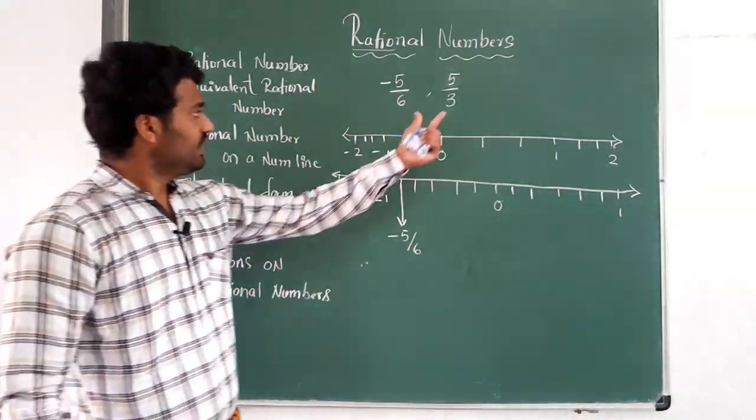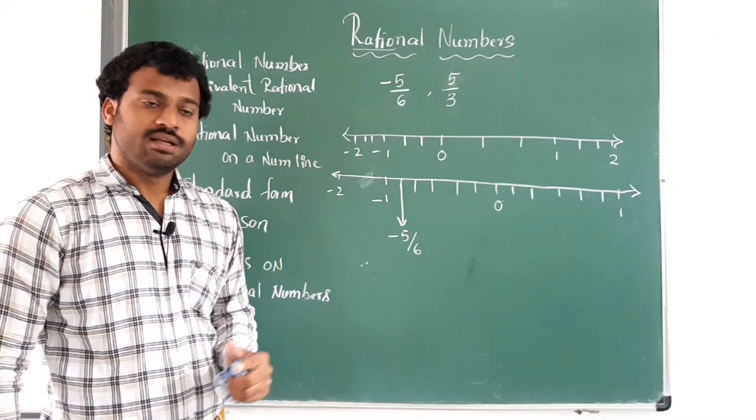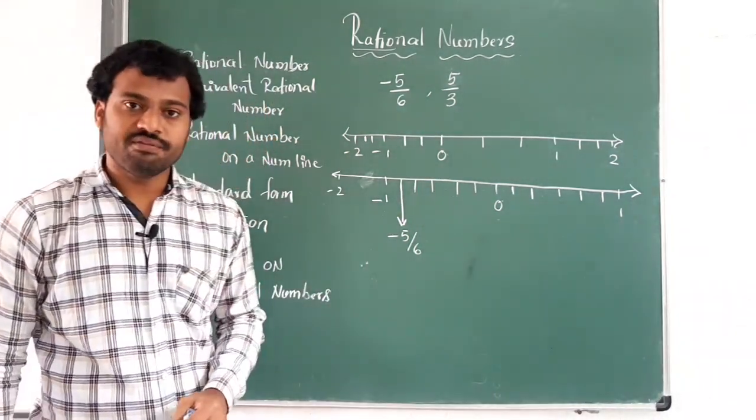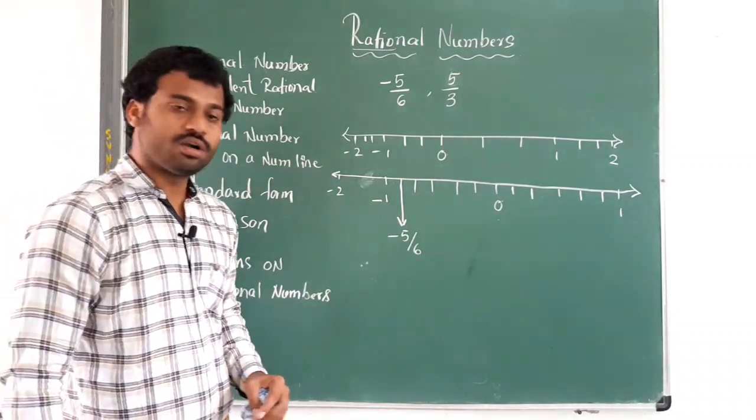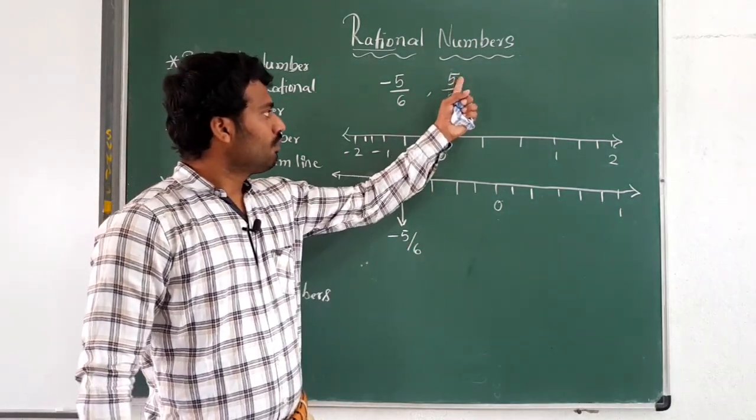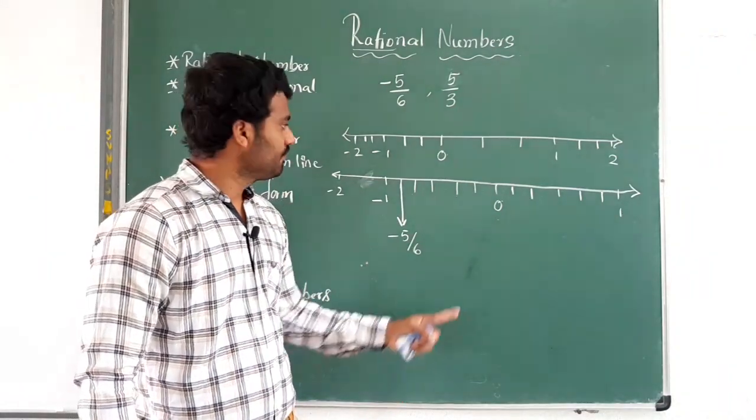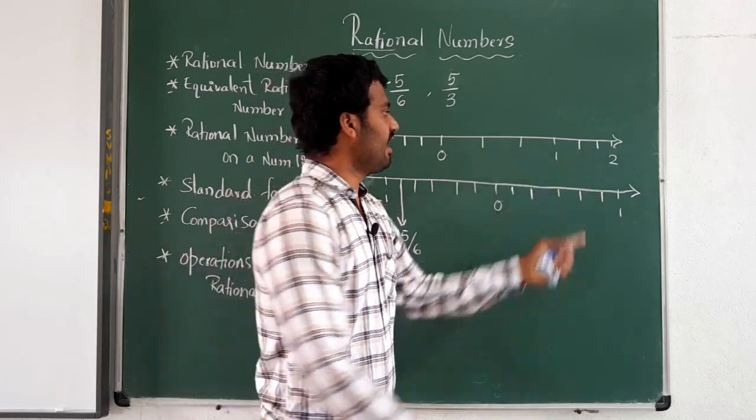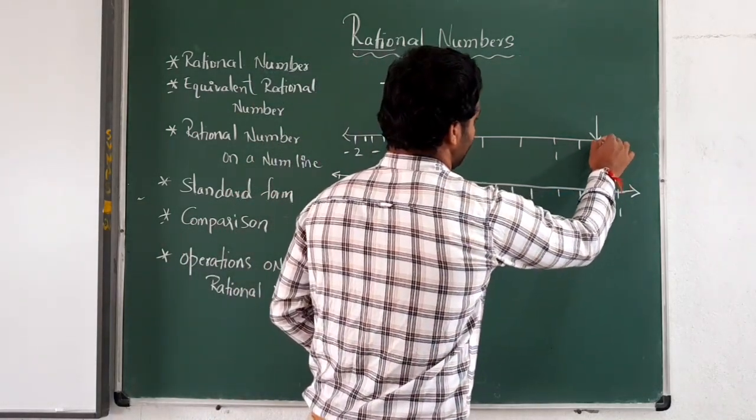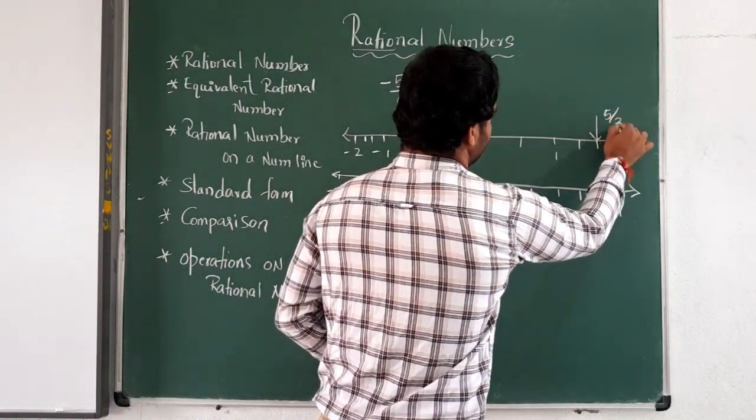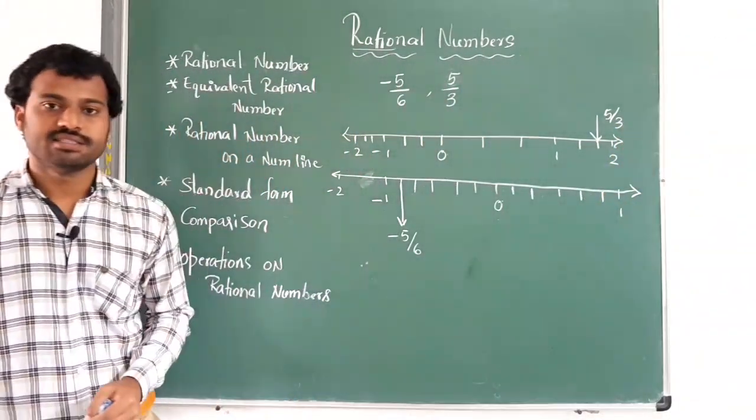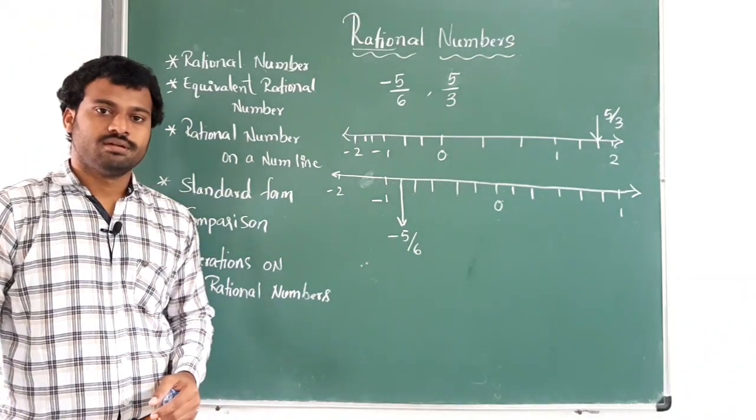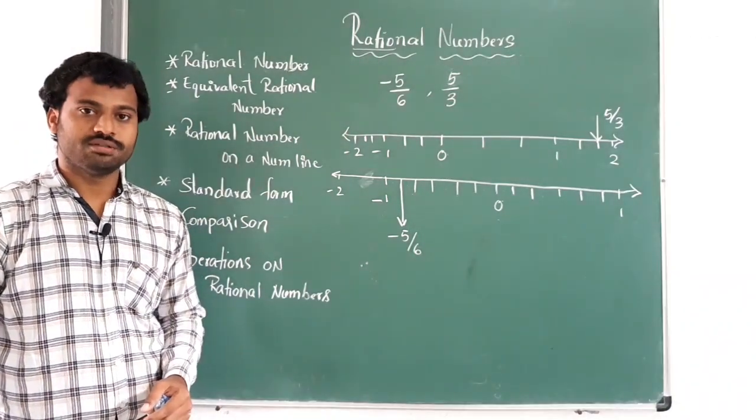Clear or not? So clearly it's a positive number, so we have to move to the right side of 0. Clear or not? So now, what is the numerator? 5. So 1, 2, 3, 4, 5. This is the representation of 5 by 3 on the number line. Clear? Any doubt?